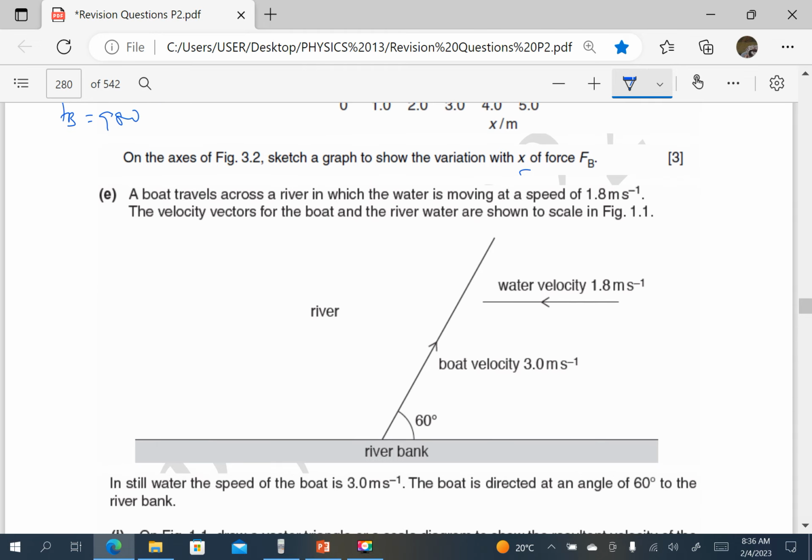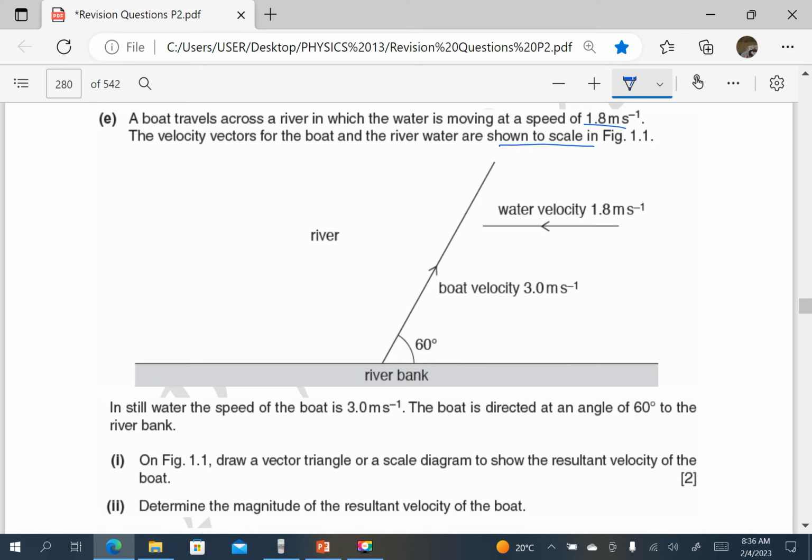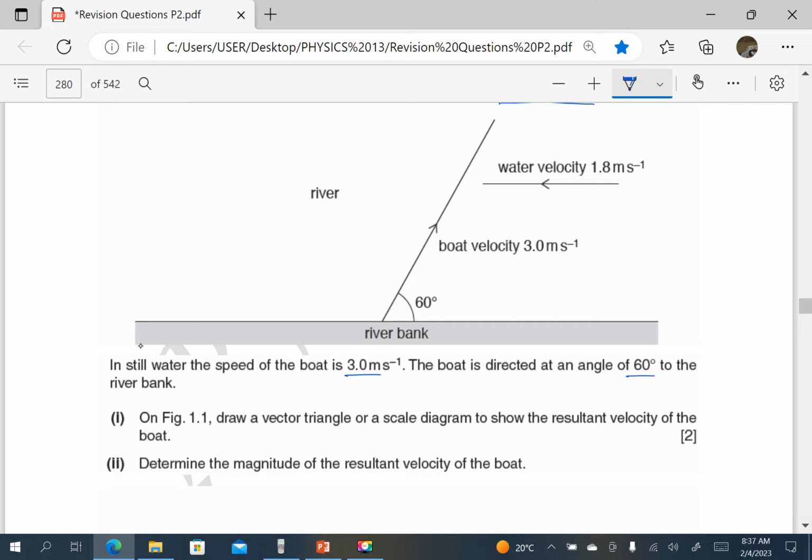A boat travels across a river in which the water is moving at a speed of 1.8 meters per second. The velocity vectors for the boat and the river water are shown in the figure. It is shown to scale. That is very important. In still water, the speed of the boat is 3 meters per second. The boat is directed at an angle of 60 degrees to the river bank. On the figure, draw a vector triangle or a scale diagram to show the resultant velocity of the boat.